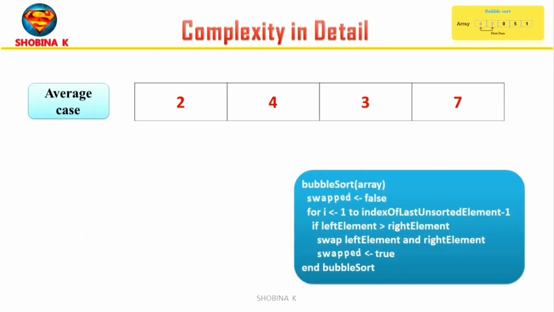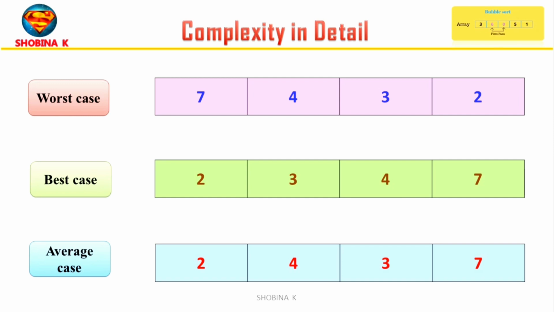And now let's assume an array that is not properly sorted. It is somewhere in between sorted and unsorted, and this is called the average case. In the worst case, the array will be sorted in descending order. In the best case, the array is sorted in ascending order, and that is what we want. So in the average case, the array is neither in ascending order nor descending order.